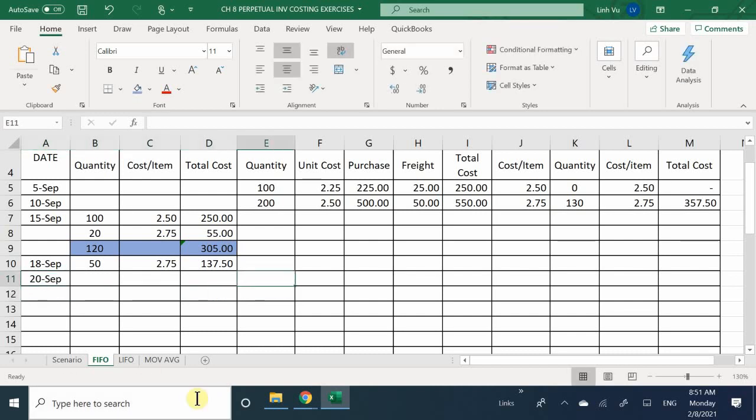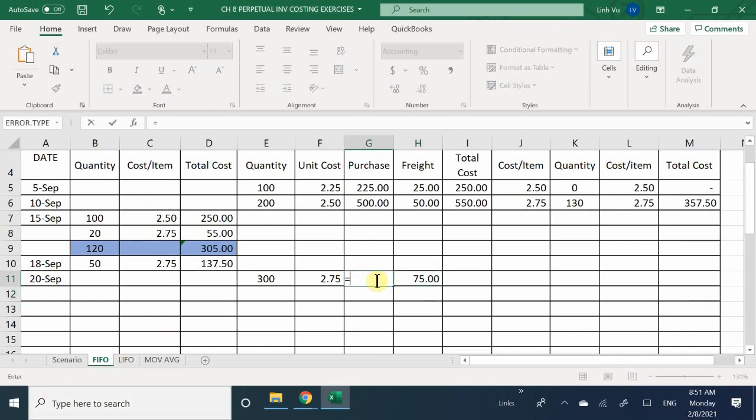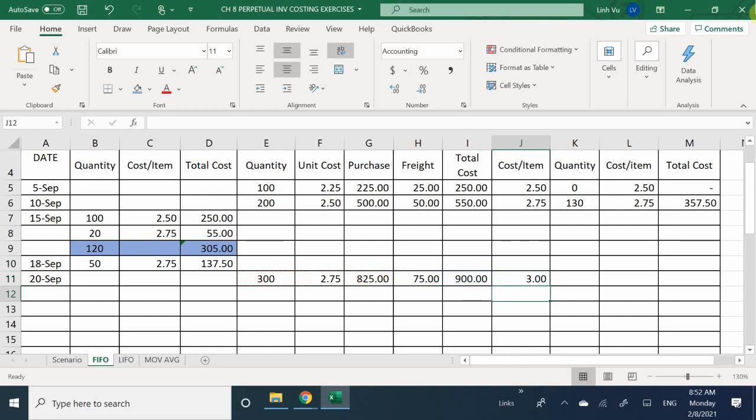We purchased 300 units at 275 with a freight of 75. So what is my total purchase price here? 825. My total cost, 900. 900. And $3. Good. $3 is my total cost per item.